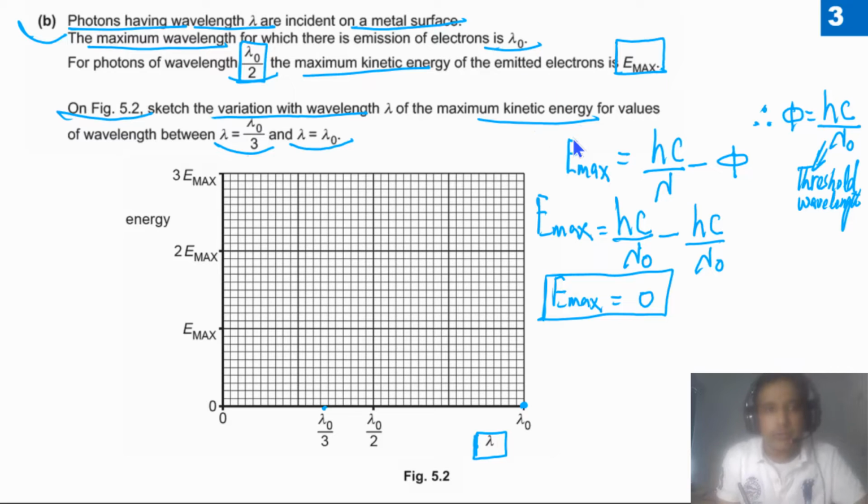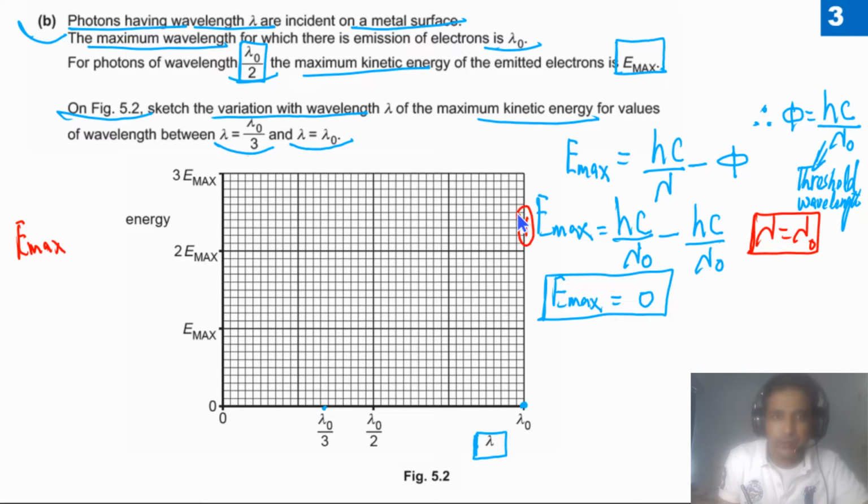Now in the question it is given to us that when lambda is equal to lambda naught by 2, the maximum kinetic energy of emitted electrons is equal to E max. So we can rewrite here. This is the second case, E max. The first case was when lambda is equal to lambda naught. Now we are looking at the second one.